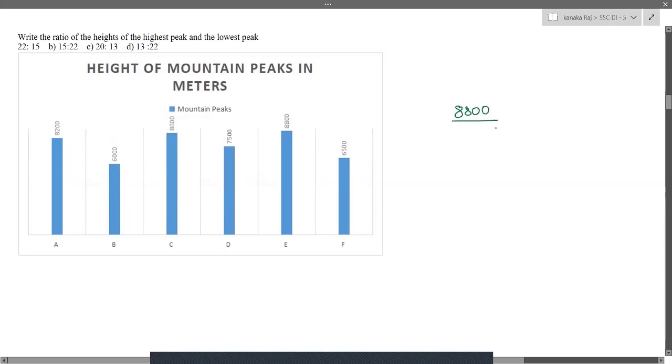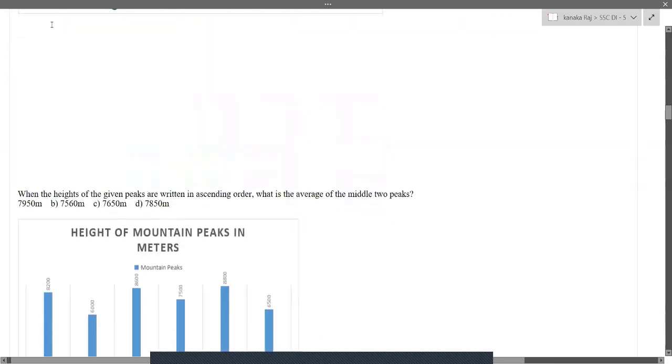So now, which is the lowest peak? Lowest peak will be mountain B, that is 6,000. So we need to find the ratio between these two, that is 8,800 is to 6,000. So 2 zeros get cancelled and we can divide both of them by 4. So 4 22 times gives me 88 is 22. 4 15 times gives me 60. So my final answer will be 22 is to 15. So do I have that in our options? Yes. Option A, 22 is to 15 will be my final answer.